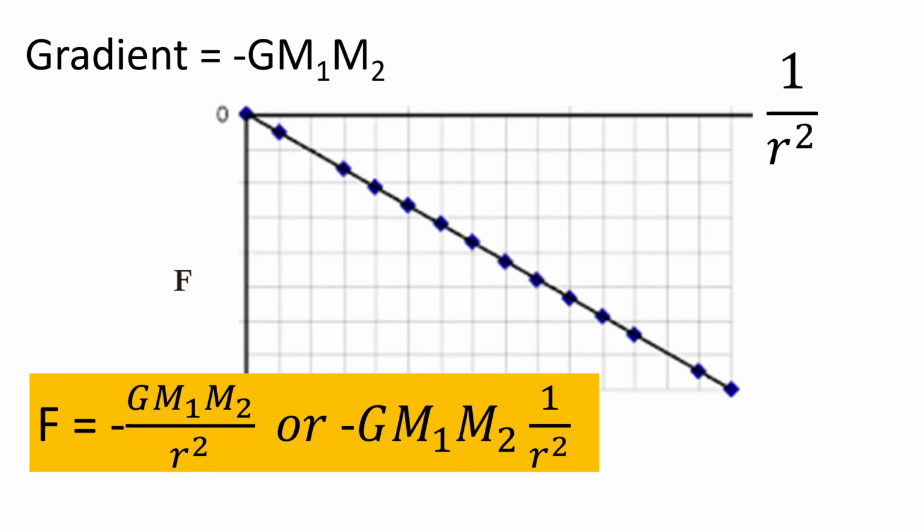Now, if you look at this graph, this is F against 1 over r squared. If you plot F against 1 over r squared, assuming that M1 and M2 are constants, and you know that G is a constant, you're going to get a straight line. Because if you compare F with y and 1 over r squared with x, you get a negative gradient. The gradient in this case would be minus G, which is 6.67 times 10 to the minus 11, multiplied by M1 and M2.